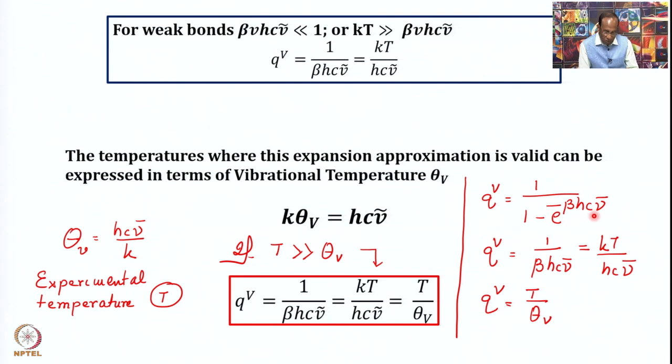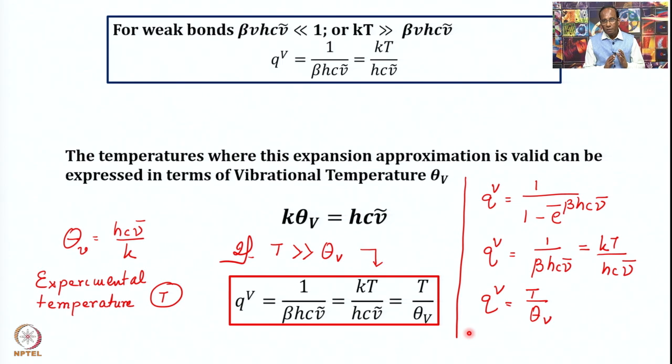And then when the temperature is high or for weak bonds, we got this expression which can be used. However, in order to use this expression, you need to find out the characteristic vibrational temperature and see if the experimental temperature is much higher than it; only then can you use this approximation. And then by using the definition of the characteristic vibrational temperature, QV is also equal to T by theta V. So these are the different ways of calculating the vibrational contribution to the partition function.